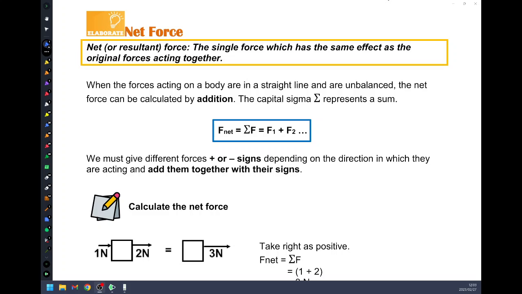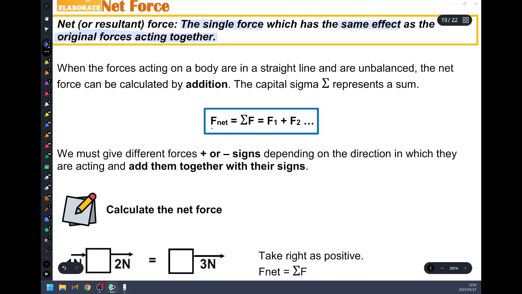Right, then we get to net force calculations. Now, net force calculations are based on the idea that net force is simply the single force which has the same effect as the original forces acting together. Right, so the equation that we use here, F net is equal to sigma F. Now sigma F, or sigma, just represents sum, so it just means the sum of the forces. These three dots here mean that it will continue for as many forces as are acting on the object.